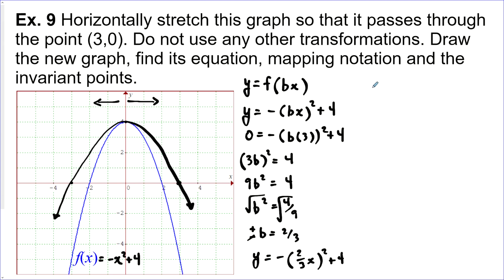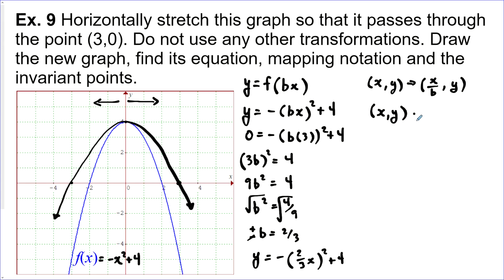Mapping notation. Mapping notation starts with x, y, and where do all the xy's go? Now remember that this is opposite of our verbal description and our mapping notation. So when we do mapping notation, it's actually x over b, and nothing happens to the y's. So in the function, we multiply by b, and in mapping notation and our verbal description, we divide by b.